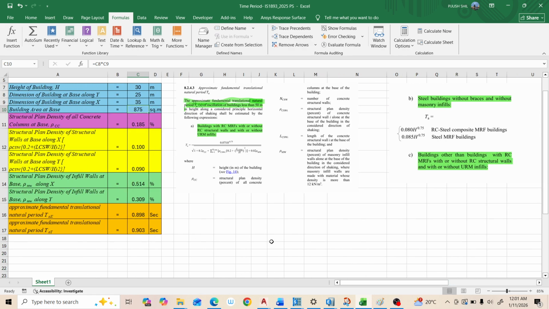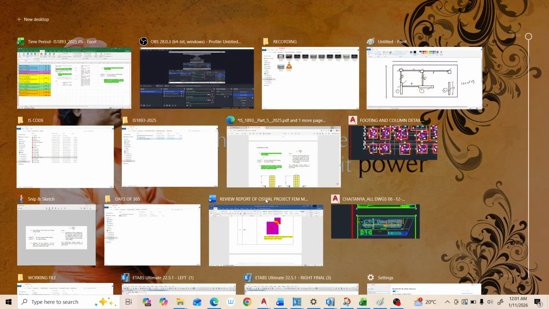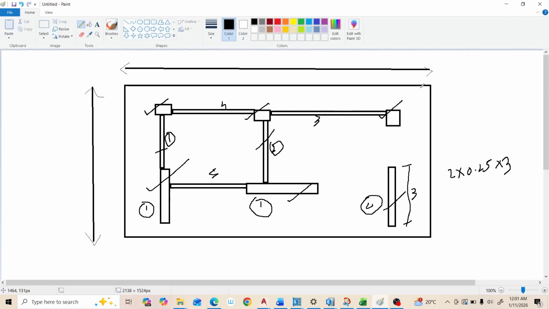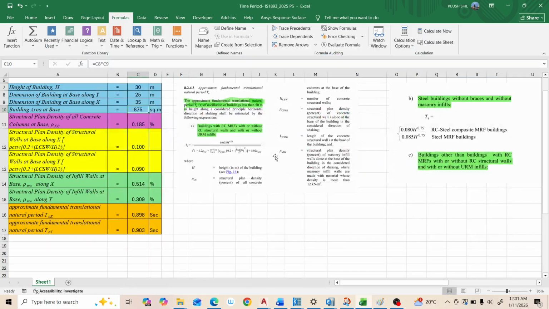Just for example purpose I have taken one plan. So here, how many columns do I have? One, two, three columns I have. And that column size, whatever column size you can take, maybe 450, I'm taking like 450 into 600. So first, with 450 into 600 column size, I can calculate.